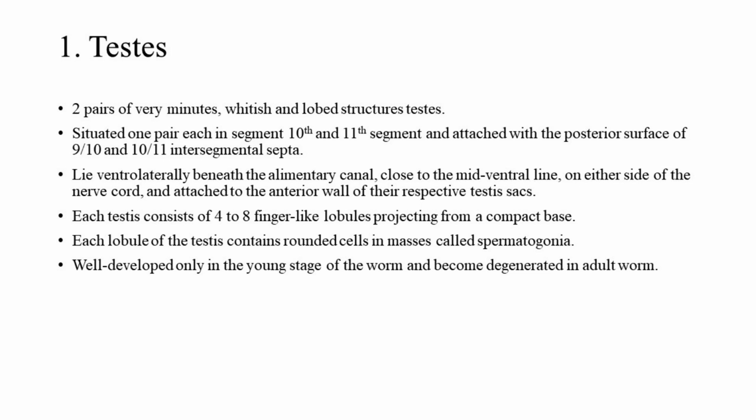intersegmental septa. They lie ventrolaterally beneath the alimentary canal, close to the midventral line, on either side of the nerve cord, and attached to the anterior wall of their respective testis sacs. Each testis consists of 4 to 8 finger-like lobules projecting from a compact base. Each lobule of the testis contains rounded cells in masses called spermatogonia. Well developed only in the young stage of the worm and become degenerated in the adult worm.